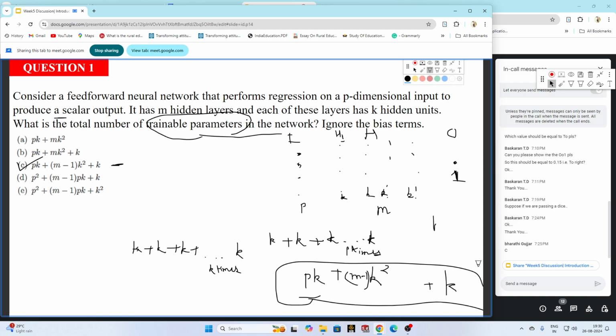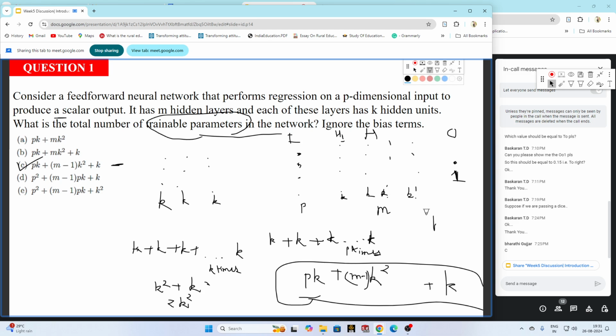Any doubts in this? Can you repeat the (m minus 1)k square? Yes. See, let's say we have three hidden layers, each with k neurons. From the first to the second we have k square, because k plus k plus k, k times, gives k square. Similarly from the second to the third, again k square. That means k square plus k square, which is twice k square. So we have three hidden layers, but we are getting twice k square, that means (3 minus 1) k square.